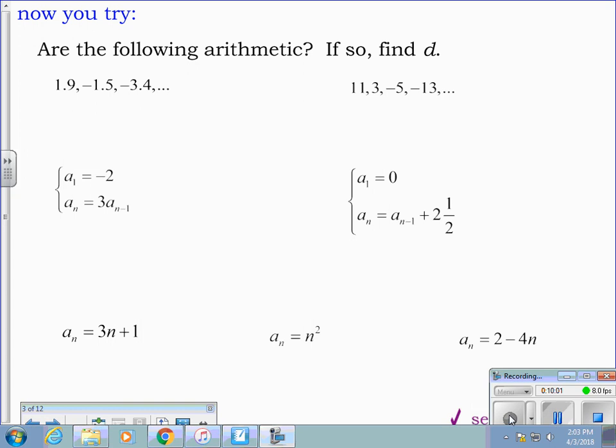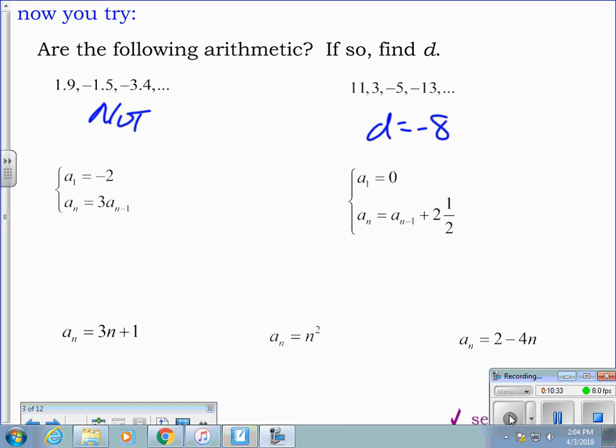Okay, let's go ahead and go over these. So the first one, it's not arithmetic. If I checked by subtracting, I don't get the same thing each time when I subtract, so it's not arithmetic. So I don't care. Okay. This one, I subtract 8 each time. 11 minus 8 is 3. 3 minus 8 is negative 5. Negative 5 minus 8 is negative 13. So it is, and D is negative 8, because I'm adding negative 8 each time.